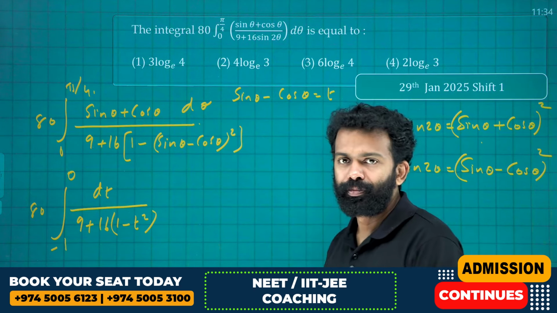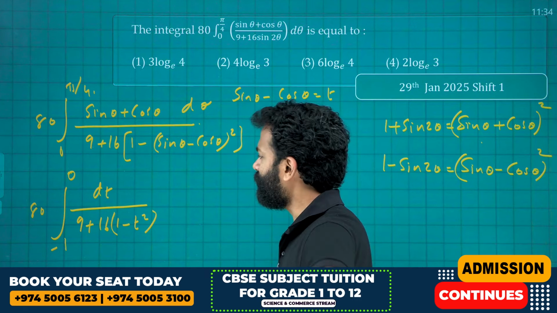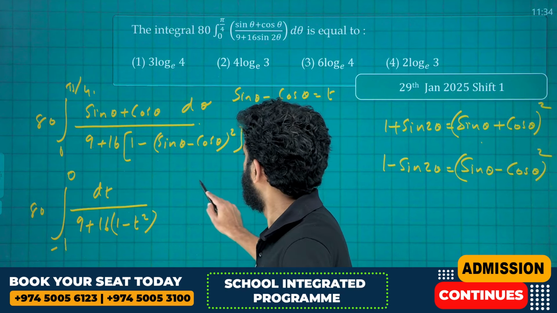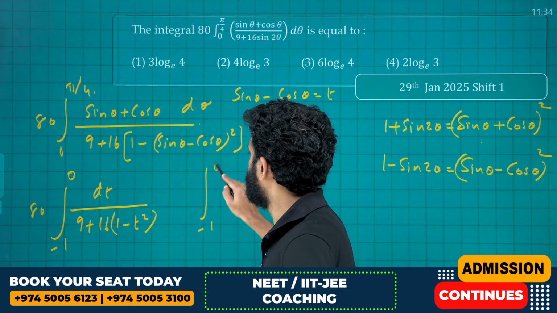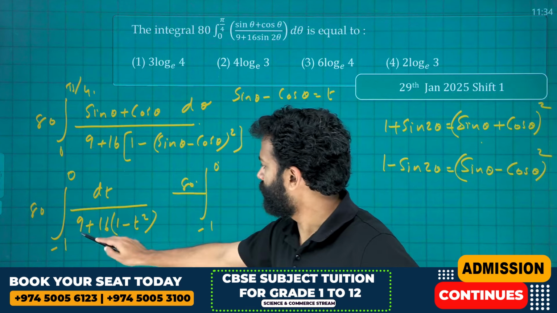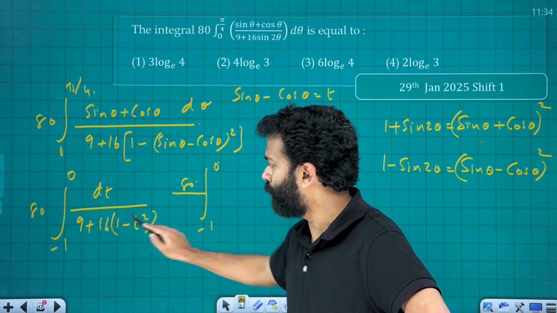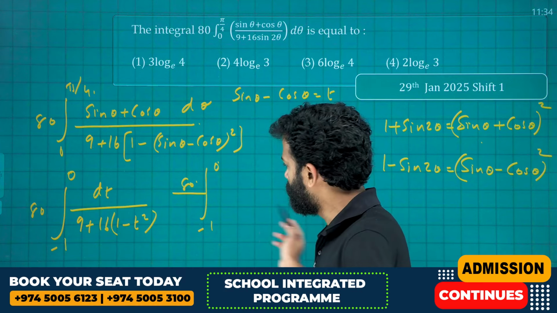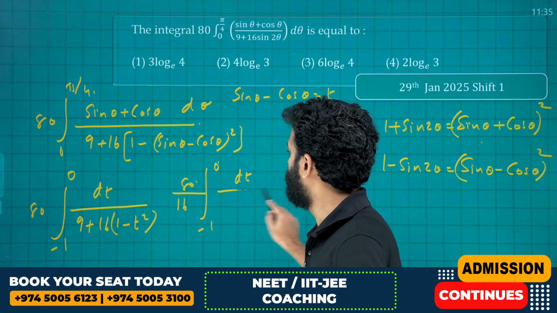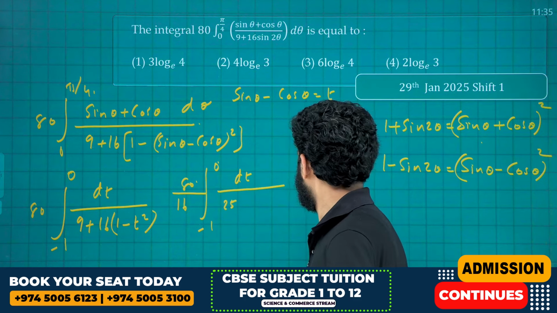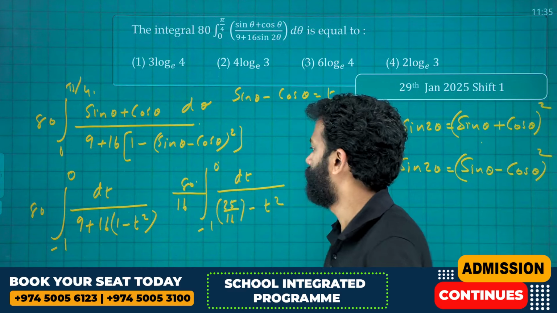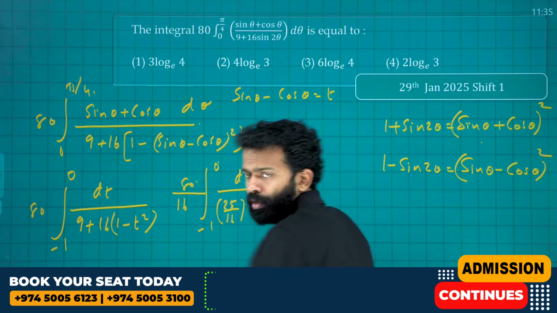Next one, what will you do? General integration. Therefore, what you should do is, minus 1 to 0, 80 into dt. What happens here is, what is 9 plus 16? That is 25. 25 minus 16 t square, right? Just take the 16 outside. It will be 80 by 16 into dt divided by 25 by 16 minus t square. Okay, I just simplified here and took 16 outside.